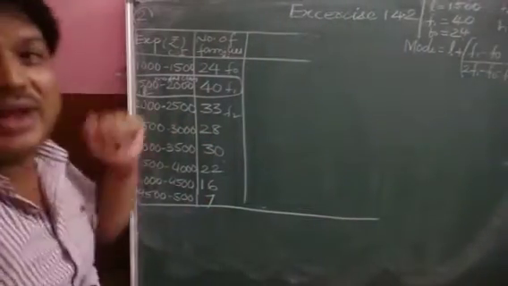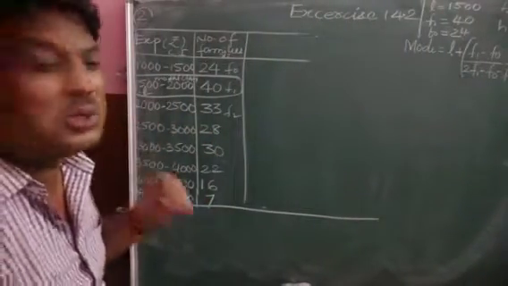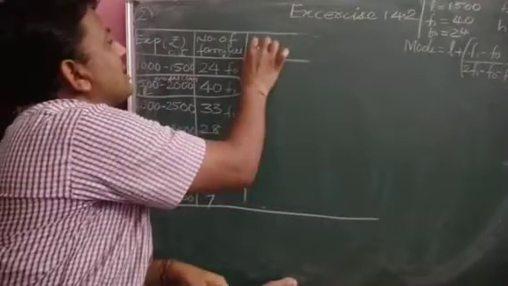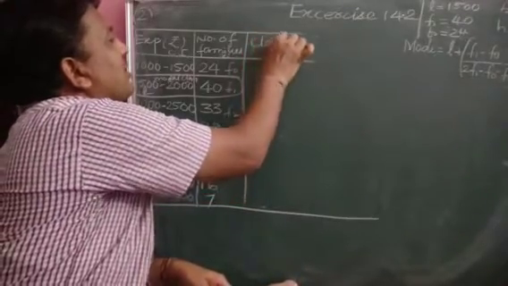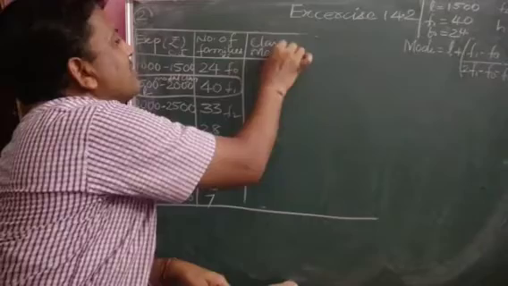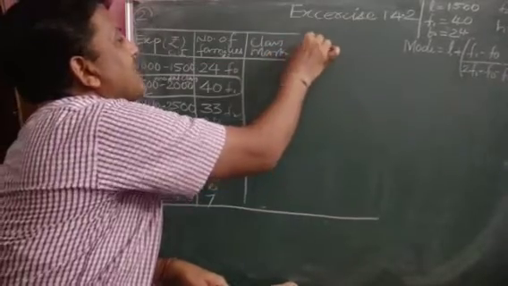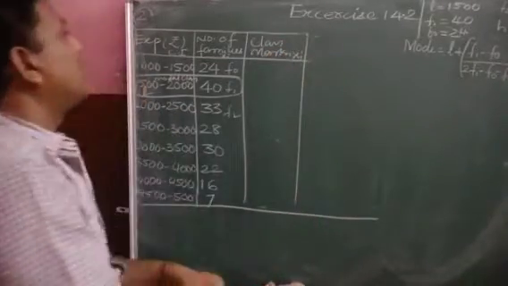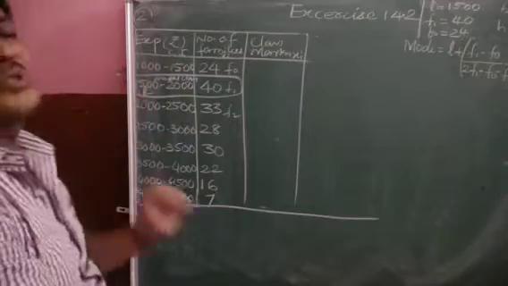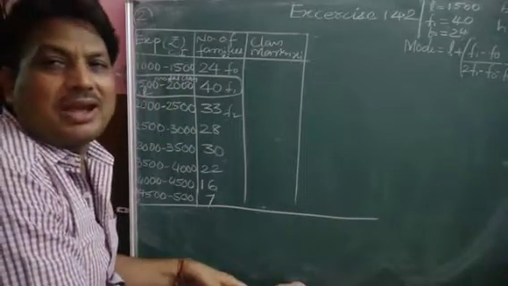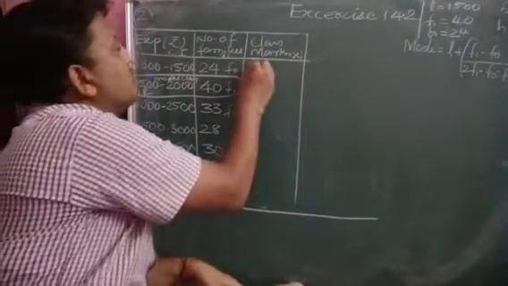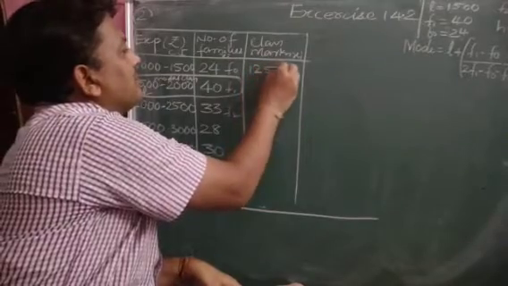Next, children, here you have to find out the mean. For the mean, what you have to do? You have to find out first your class marks, that is XI. Okay, children, what is the XI? 1000 plus 1500, 2500. 2500 by 2, 1250.